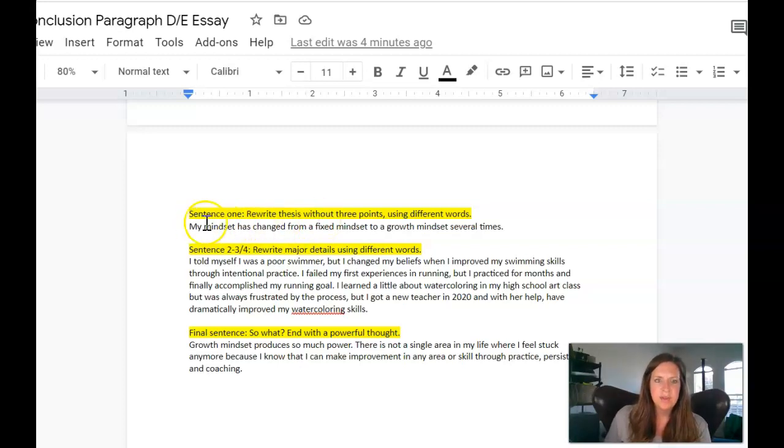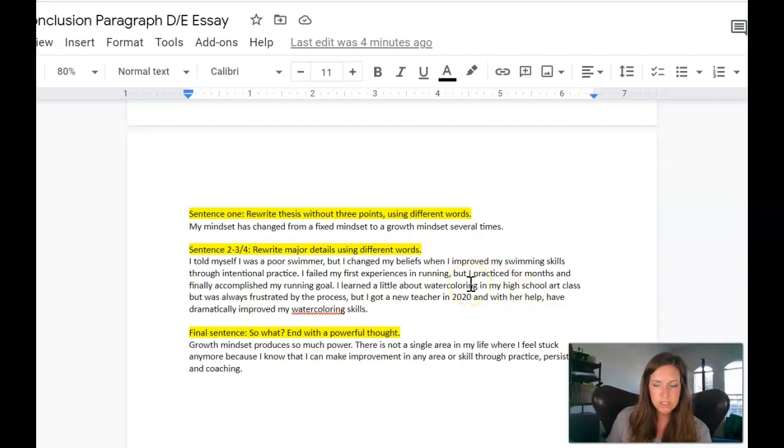But here we're going to rewrite our thesis a little bit differently, put it as the first sentence of our conclusion. And again, why is that? Because I'm about to sum up what I just said. And my whole paper has been about how in these three areas, I changed my mindset from a fixed mindset to a growth mindset. And then I'm going to recap my major details. Okay, so my major details are swimming, running, and watercolor, right? And in those three skills, I went from fixed to growth mindset, and I talk about that in my body paragraphs.